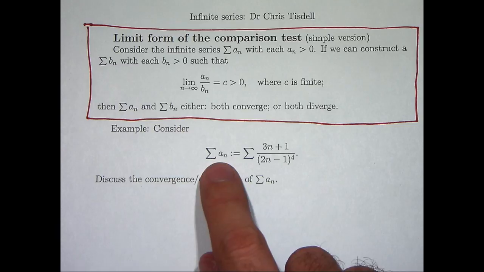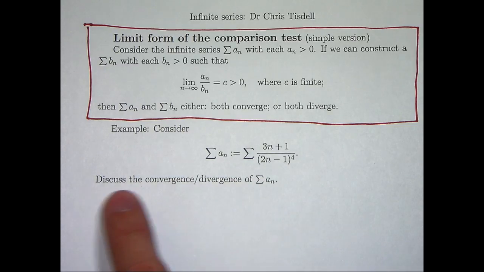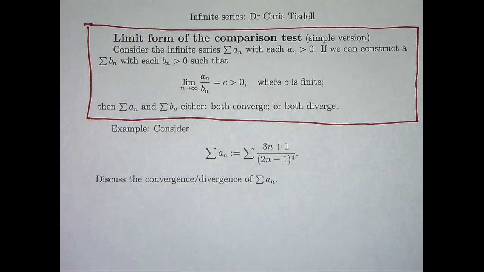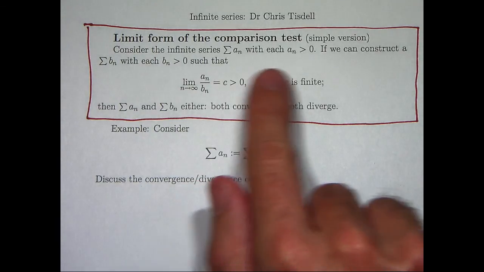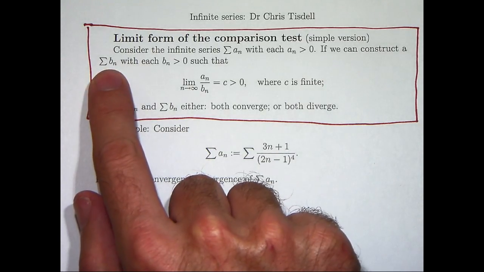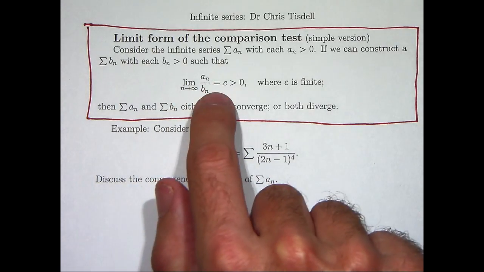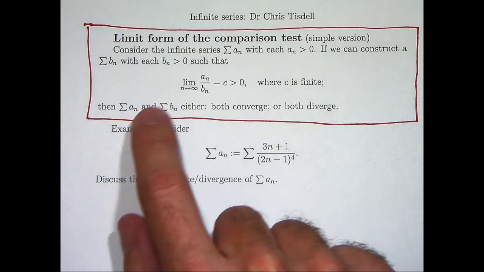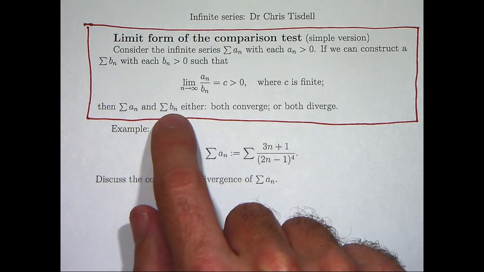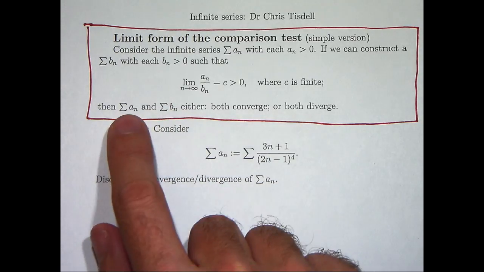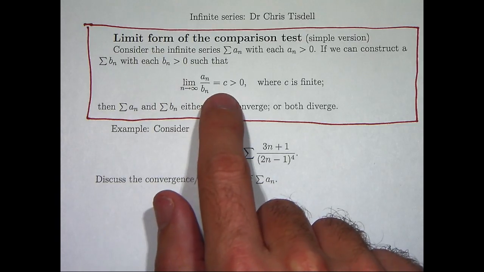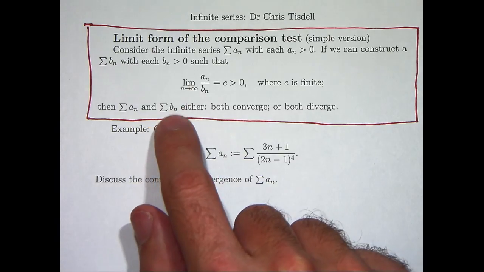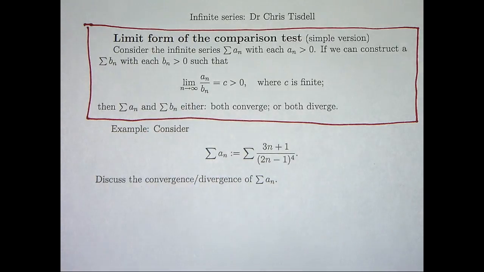So we're given some infinite series here and we're asked to discuss the convergence or divergence of the series. In essence, we have to construct a new series, sigma b_n, and then test the limit of this ratio. If that limit is a positive and finite value and the new series diverges, then the original series also diverges. And if the limit of this ratio is some positive finite value and the new series converges, then the original series converges.